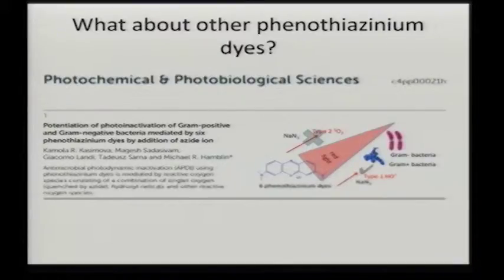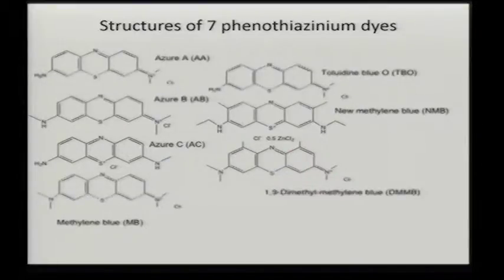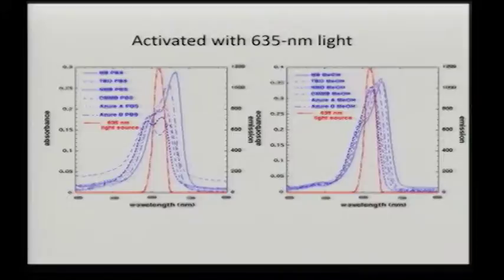You know, because there's a whole palette of phenothiazinium dyes. So we took a whole bunch of them: three azures, azure A, B, C, methylene blue, toluidine blue, new methylene blue, and dimethyl methylene blue. And we said, well, I wonder if azide can potentiate killing with all of these. We managed to do illumination with a single light source. You know, it's not perfect overlap, but it's red light, and these are the absorption spectra of all these dyes, so it's not too bad.